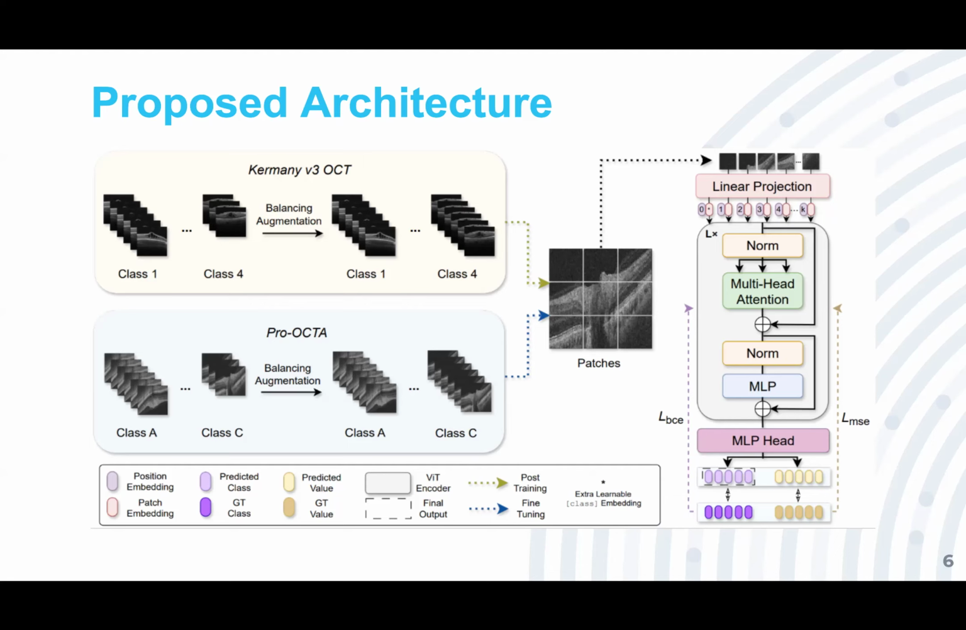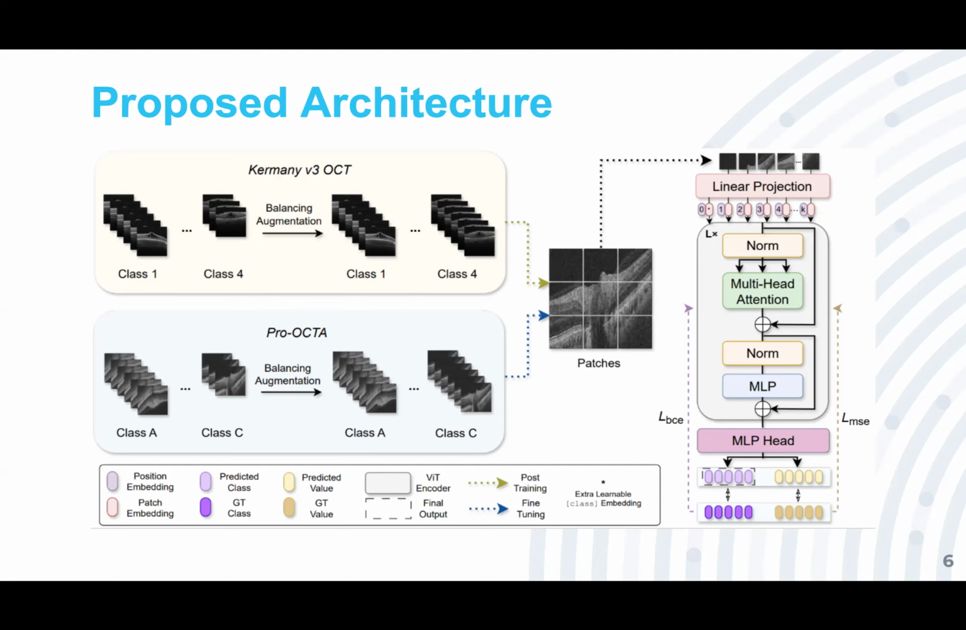During post-training, the augmented OCT images in the Command V3 dataset are divided into K patches of size 16 by 16 and processed through self-attention layers, incorporating patch and position embeddings. Unlike OCT images, OCTA images in PROC OCTA are three-dimensional values. Therefore, they are initially converted into two-dimensional slices. Then balancing augmentation is performed and they are divided into patches, which is similar to the post-training process.